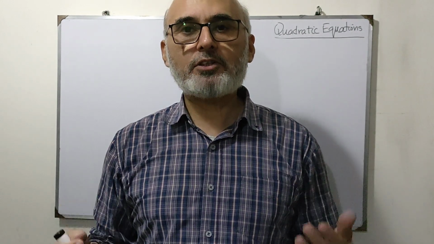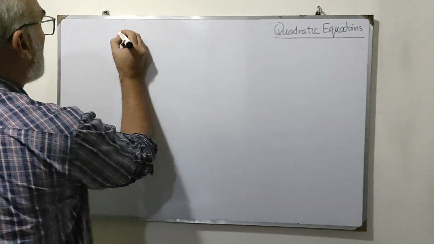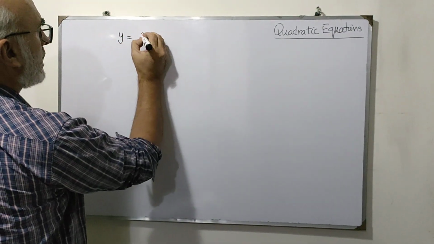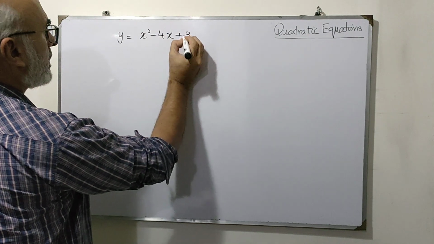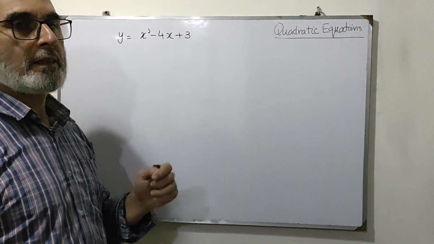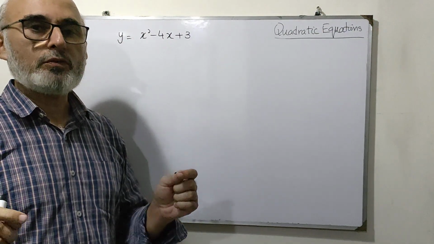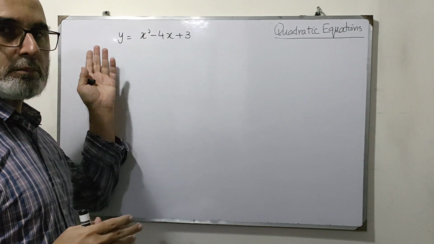Okay, now let's sketch a graph for the quadratic equation. Let's take an example: y is equal to x square minus 4x plus 3. So we have to sketch the graph for this example. Now, to sketch a graph, we need the values for the variable x and the variable y.